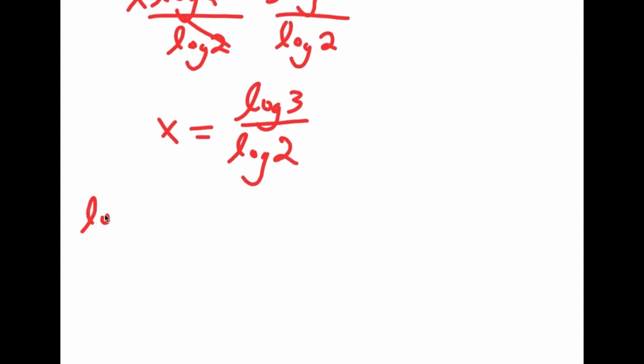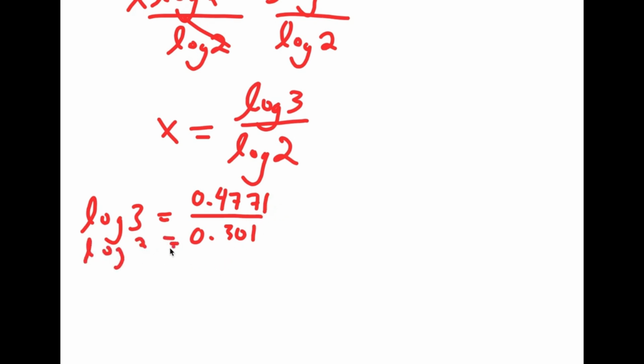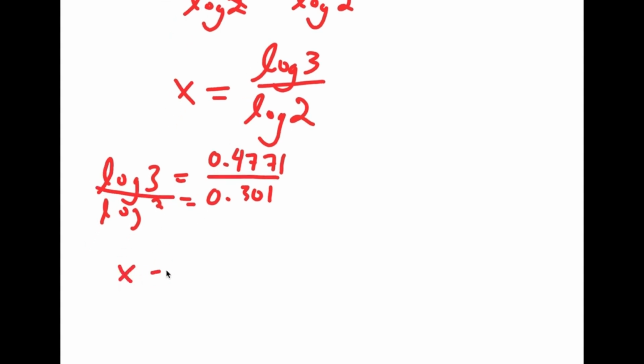Now, log 3 is equal to 0.4771, and log 2 is equal to 0.301, meaning this is equal to x is equal to 1.539.